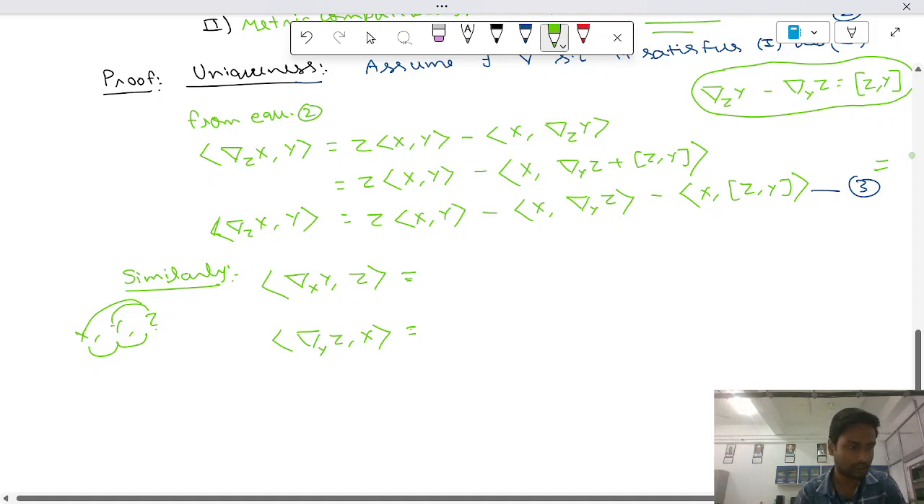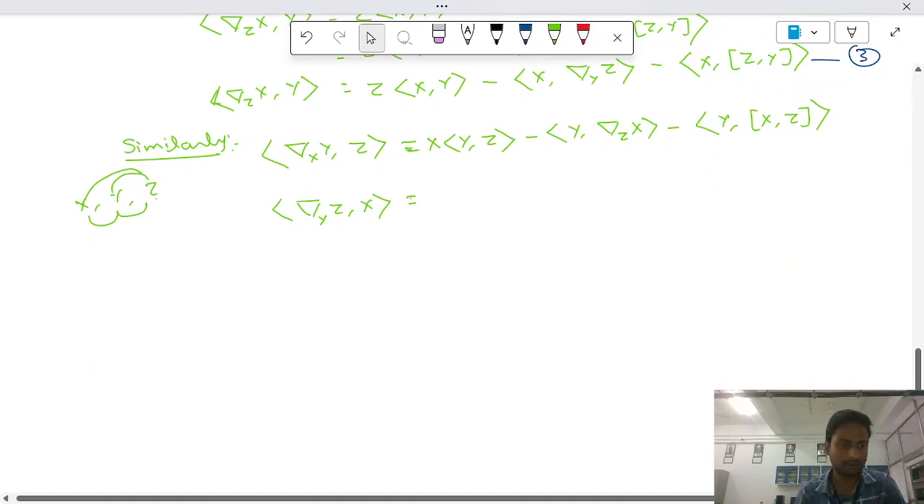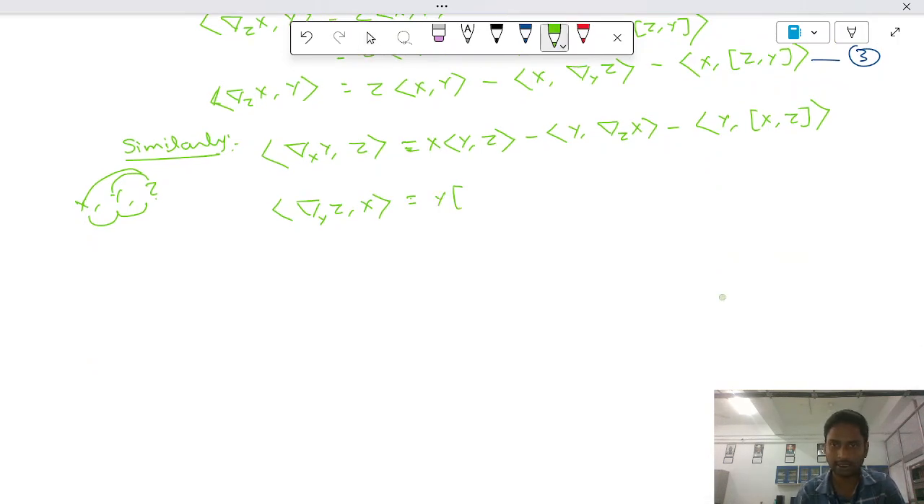So let me write that down. This is your x, y, z minus y, nabla_z x. As I told you earlier, it's just a long calculation. There is nothing difficult in this. Y comma Lie bracket of x comma z. And when you do this proof on your own, please do check. There might be some mistake. In case I make some mistake, please be careful of that.